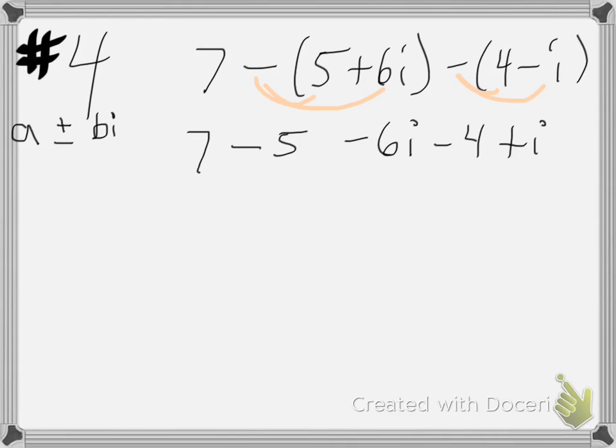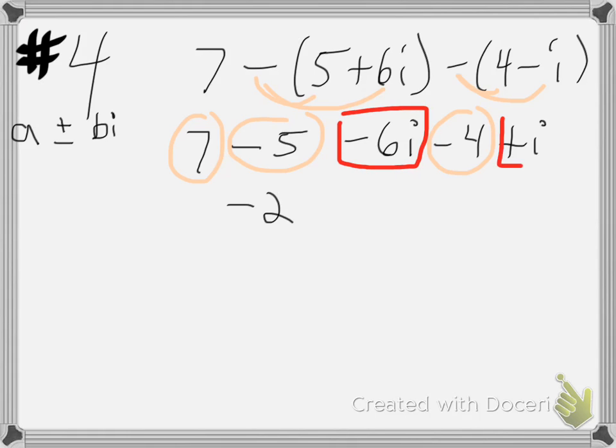So what we need to do is combine like terms. So I'm going to circle the real numbers. So real numbers are right there. We just do normal operation with them. 7 minus 5 minus 4. And that gives you negative 2. And then in red, I'm going to put a box around the imaginary parts. Okay, and that gives you negative 6i plus 1i is negative 5i. Okay, so there's number 4.